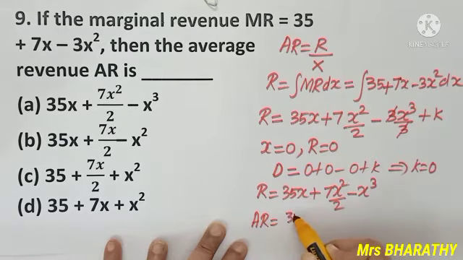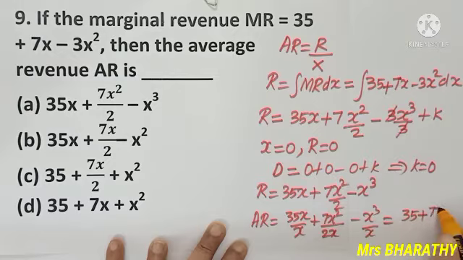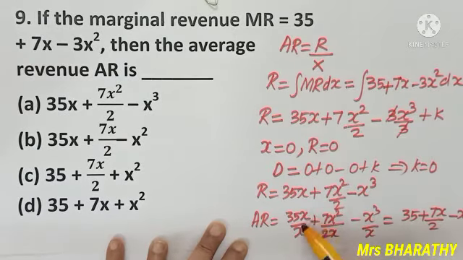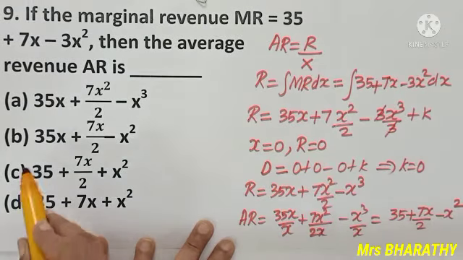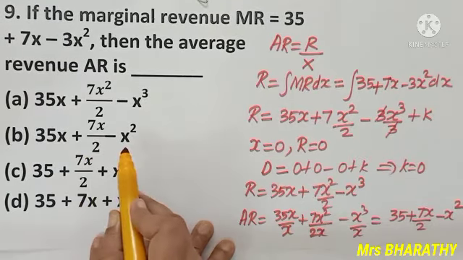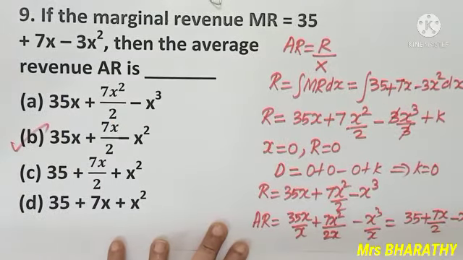Each term divide by x. 35x by x, 7x square by 2x, minus x cube by x. As I divide, we get 35 plus 7x by 2 minus x square. So x cancels, x square by x is x, x cube by x is x square. So the right option is 35 plus 7x by 2 minus x square. Option B is the right choice.